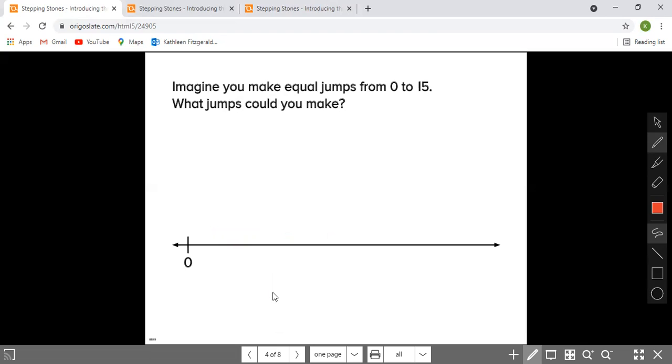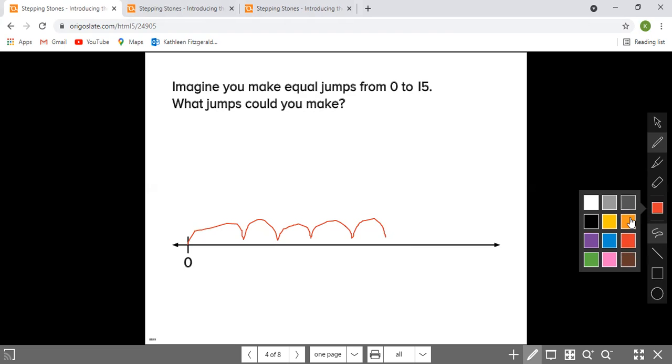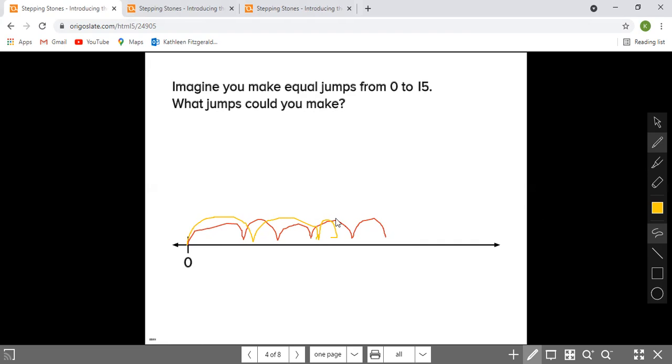Now we've got equal jumps from 0 to 15, but it doesn't say what our jumps are going to be. But they have to be equal jumps. Now 15 is an odd number, so it can't be jumps of 2. It could be jumps of 3. We would have 3, 6, 9, 12, 15. And the other one we could do would be jumps of 5. Okay, so then we would have 5, 10, 15. So 3 jumps of 5 or 5 jumps of 3. 15 divided by 3 equals 5, or 15 divided by 5 equals 3.